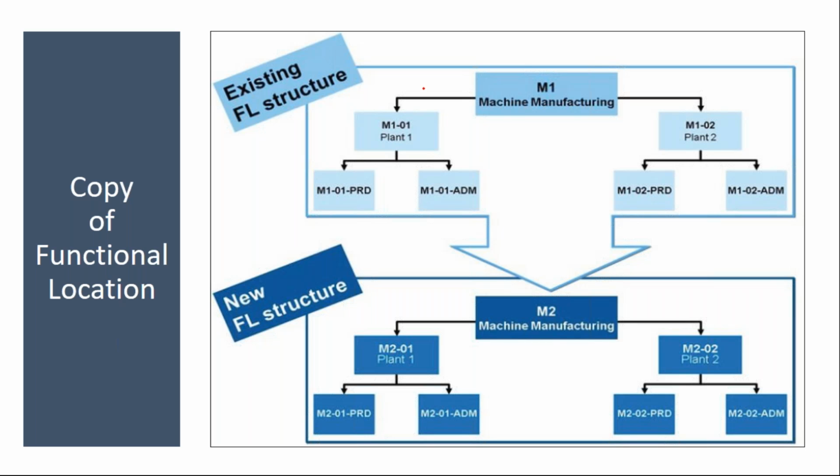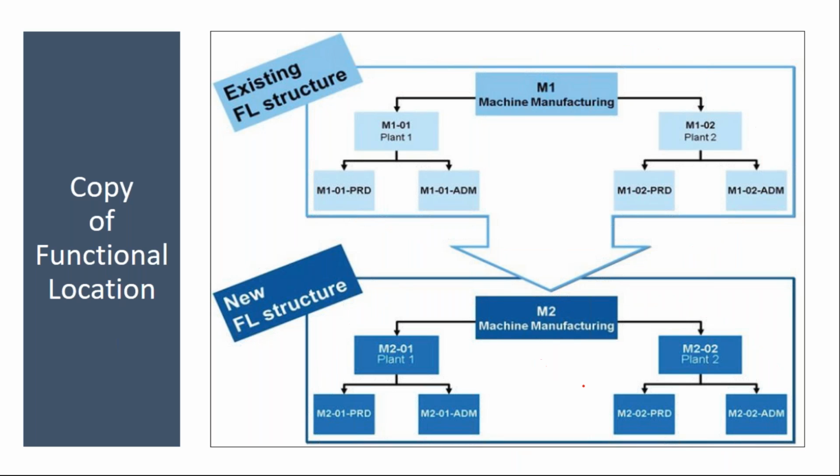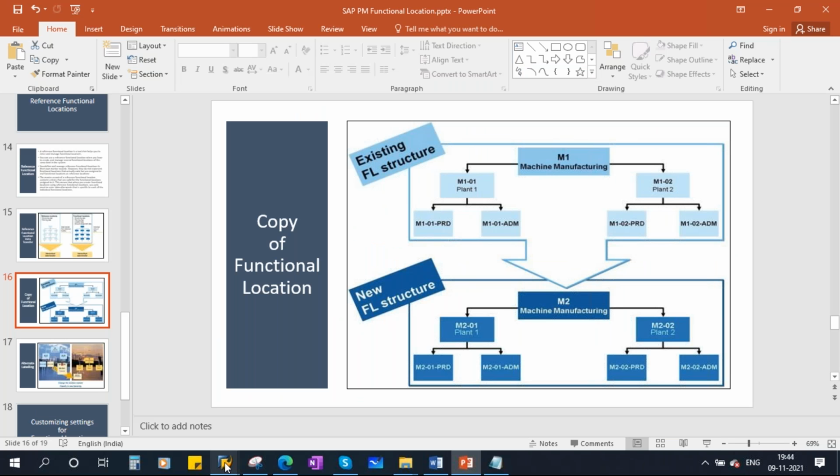Let's say I have a functional location structure, and in my company a new functional location structure is coming, which is exactly similar to the already existing one. In that case, you can do the copy function. Here we are creating a new functional location structure using an already existing functional location structure. That is also possible. So now let me show you.